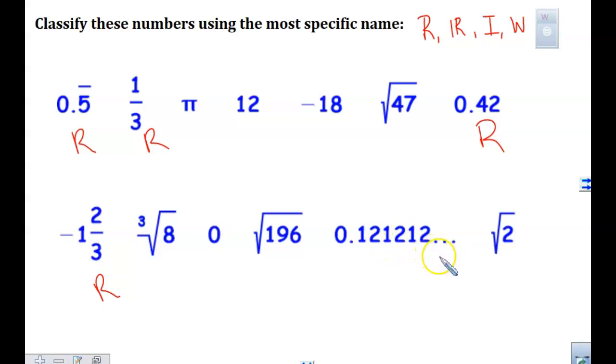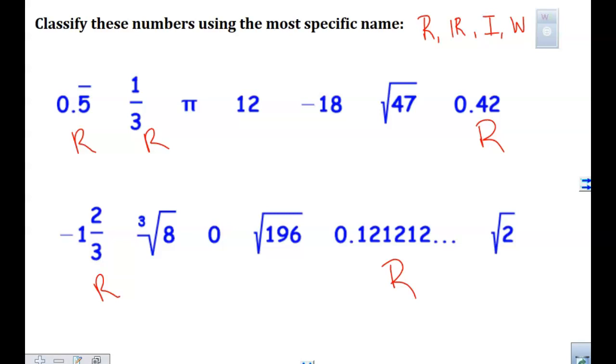This is a repeating. So this would be rational, as I am taking a look at those. So each one of those, as I take a look at them, is going to give me where they're rational. Now I want to get more specific, and I might be thinking irrational.